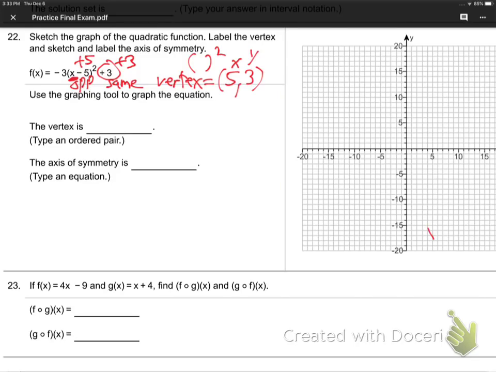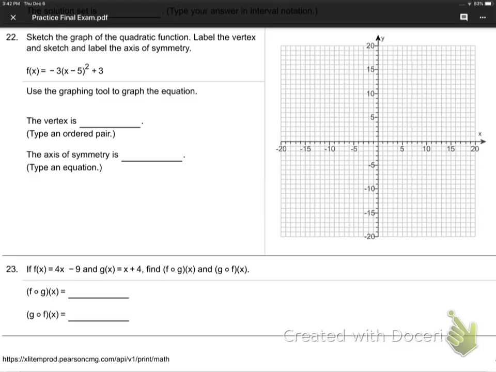So over 5, up 3. Oh, I don't have room. Let me redo this on a fresh screen with a little more room here. Okay, there we go. So again, the vertex is opposite, same. So 5, 3: over 5, up 3. Right there, there's the vertex, over 5 up 3. That's the center of the U-shape.